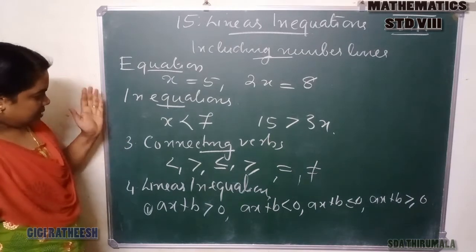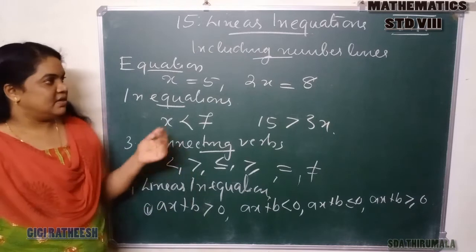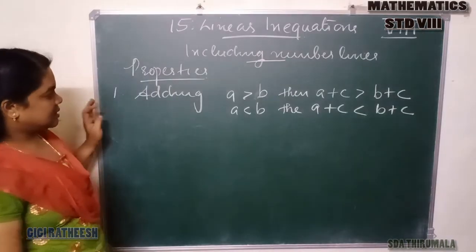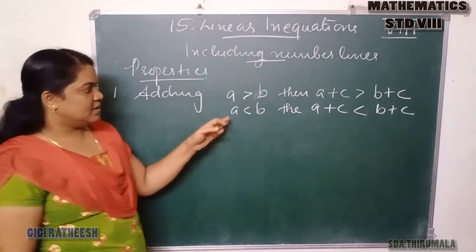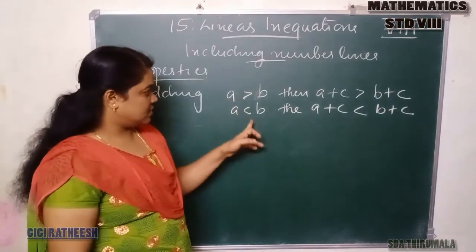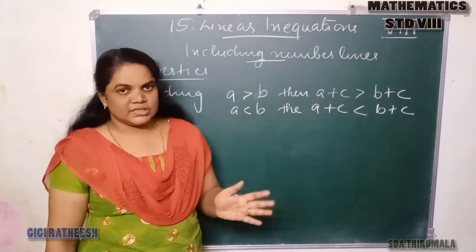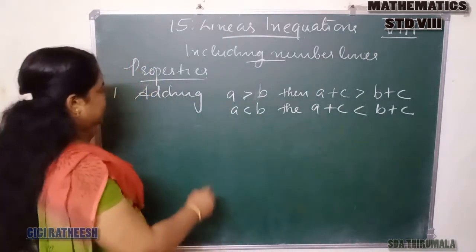This is the first portion of this lesson. Next is the properties of an inequation. The first is adding: adding a number to both sides of the inequation, the inequality sign will not change.